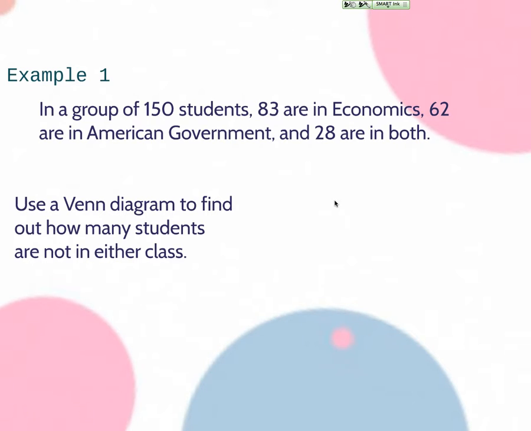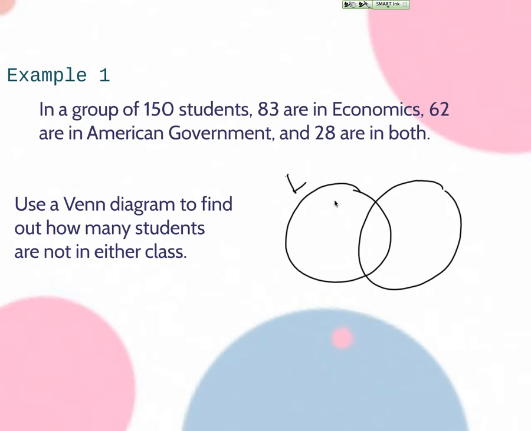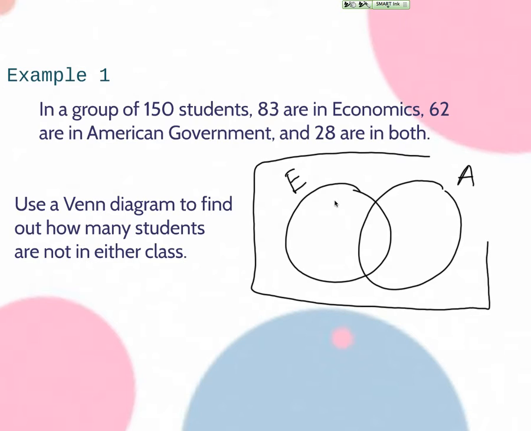So we have to make our overlapping circles here. One for econ, one for American government. That box represents the entire sample space, all 150 students surveyed. So how do I start filling this out? Now, this is what we talked about on Tuesday, but I wasn't here yesterday to answer any questions, so it should be a nice review. What can I put on my Venn diagram right away?